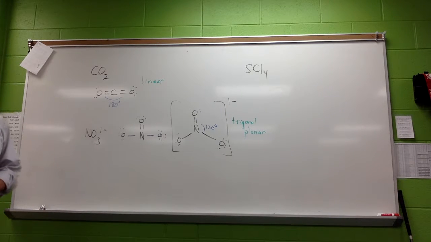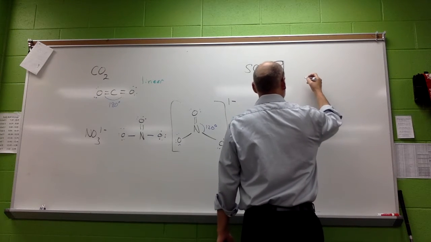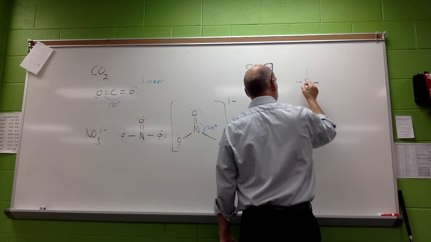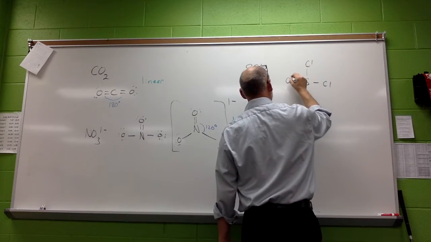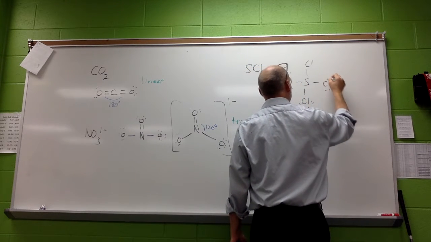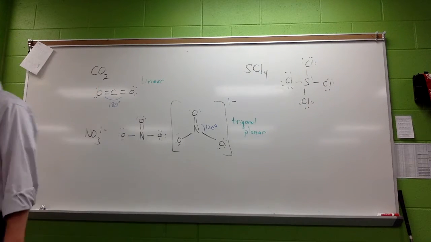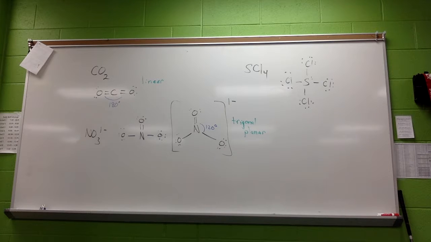Okay. What's the next one? SCl4? Yeah. Okay. So when you guys drew the Lewis structure for this, you ended up drawing something that looked like this, or some such thing. You had an extra pair of electrons that you put around the sulfur. Okay? Listen carefully to this, because this is the first time we've run into this.